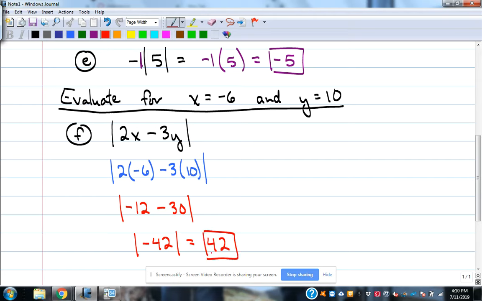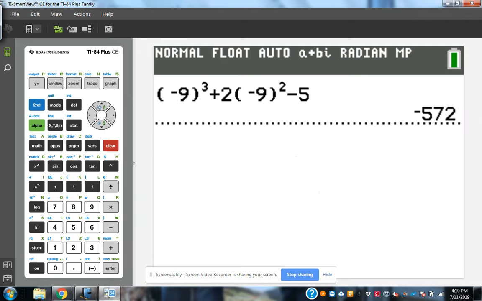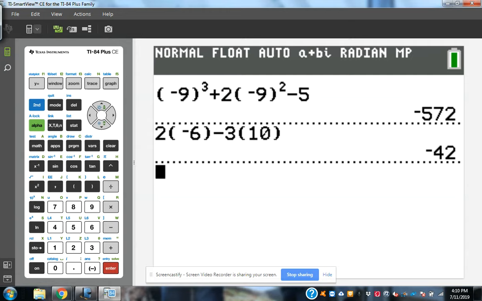If you don't trust yourself, which sometimes when we get a lot of negative signs in there, we want to kind of check ourselves a little bit. It's easy to do with the calculator. You can just work out the stuff inside there. So we got 2 parentheses -6, oops, minus 3 parentheses 10. We work that out, we get the -42, and then we can take the absolute value of that. We know that answer is going to be positive.